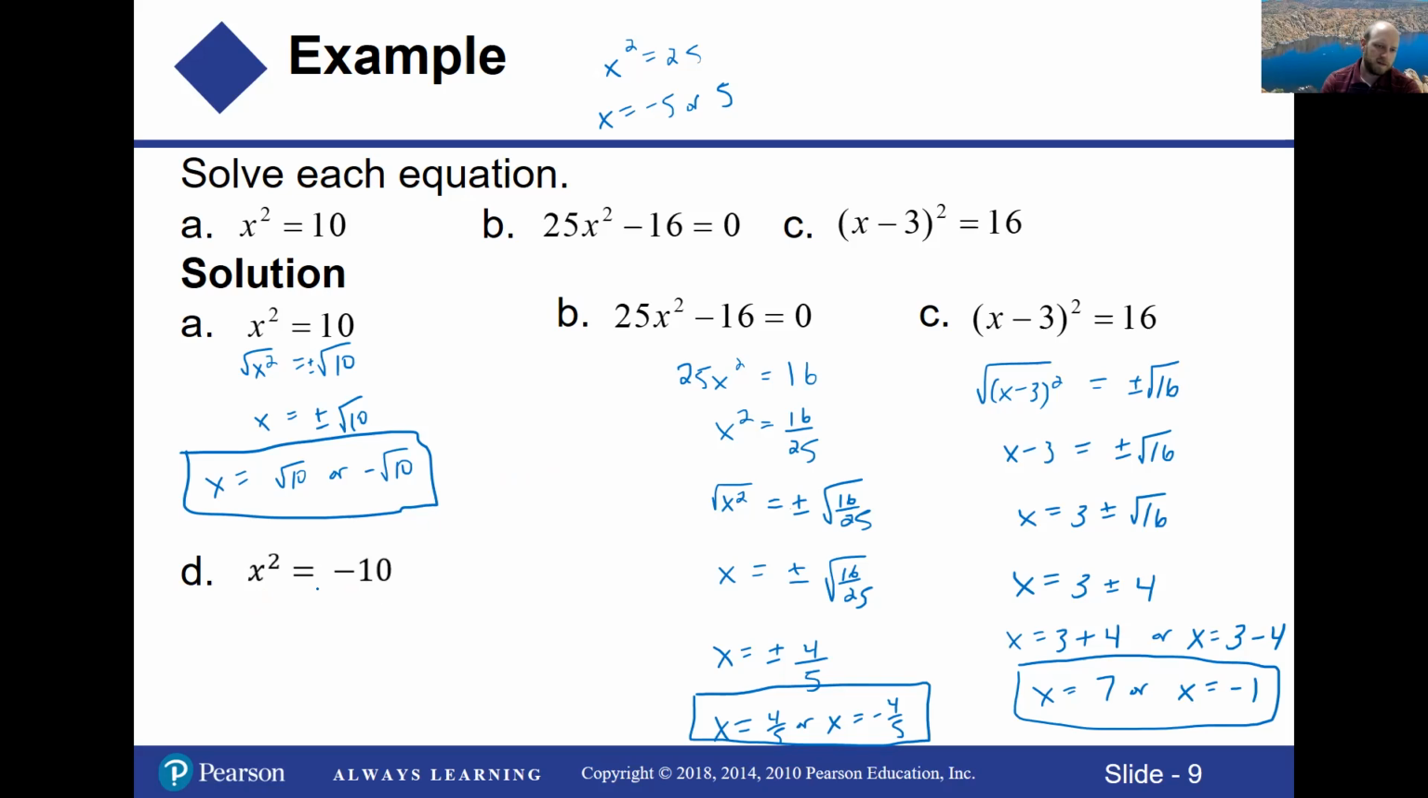This guy is x squared is equal to -10. So if I tried to take the square root of a -10, well, I can't do that, right? I would have to use an imaginary number, and we're not going to use imaginaries quite yet for this. So I can't take the square root of a negative, so I'd have no real solutions for this example.